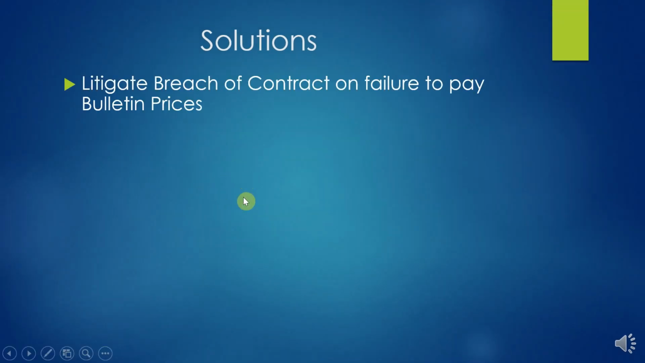Number 1, can litigate breach of contract on failure to pay bulletin prices. For this, you're going to need a lawyer, or you could go to small claims court. Let me tell you from experience, small claims court is not the right venue for this because judges are not versed in contractual business law. The best place to go would be a state or federal court. More than likely, it would end up in federal court either way.